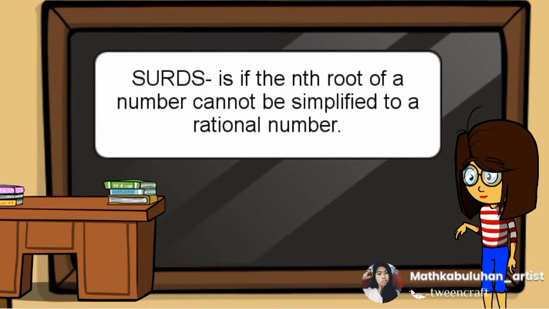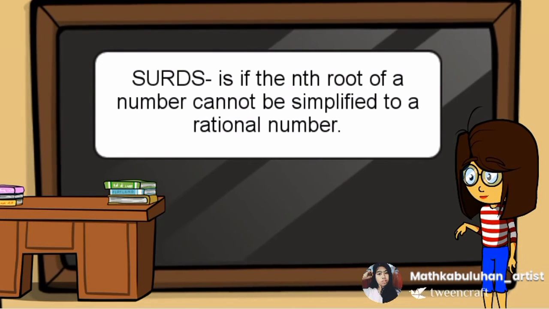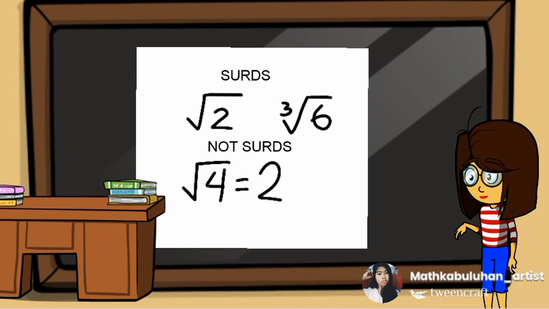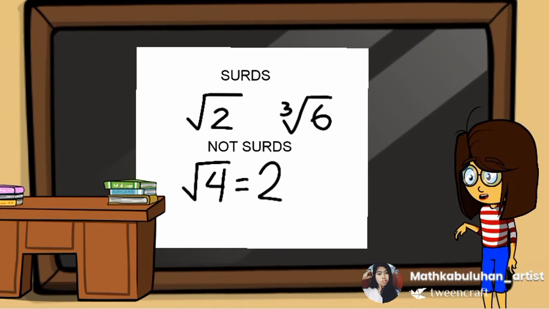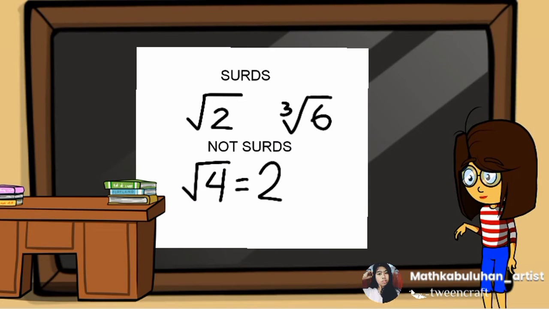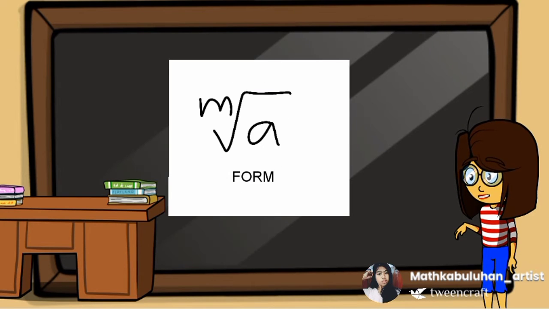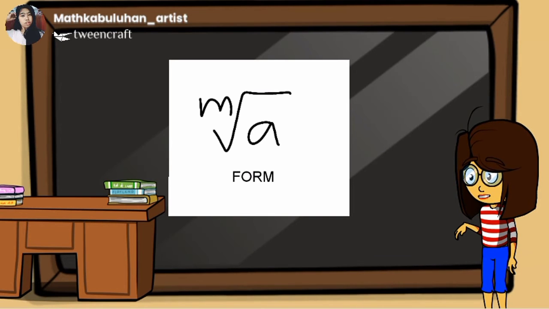A surd is the nth root of a number that cannot be simplified to a rational number. Examples of surds are the square root of 2 and the cube root of 6, because they cannot be simplified and the answer is not a perfect square. An example of not a surd is the square root of 4, which simplifies to the rational number 2, and it is a perfect square. So now we know that a surd is a number that cannot be simplified because it has no perfect square.